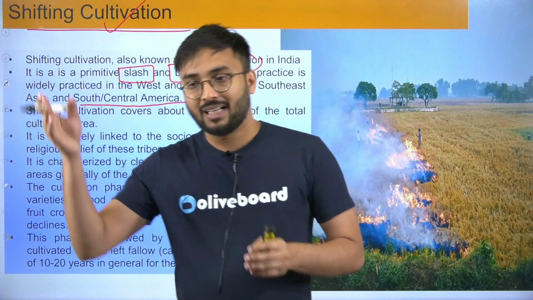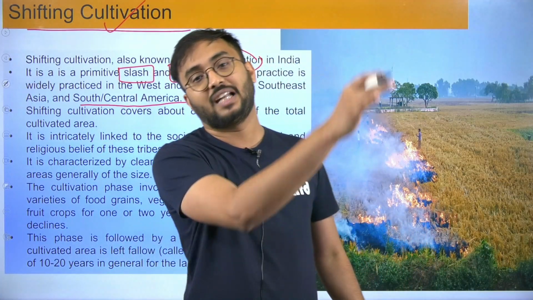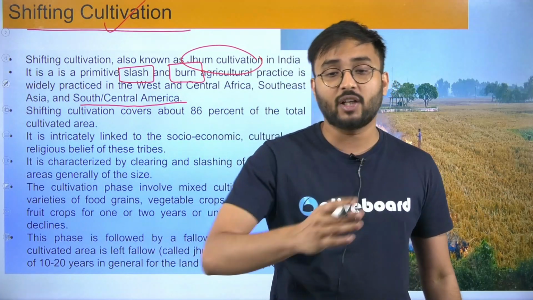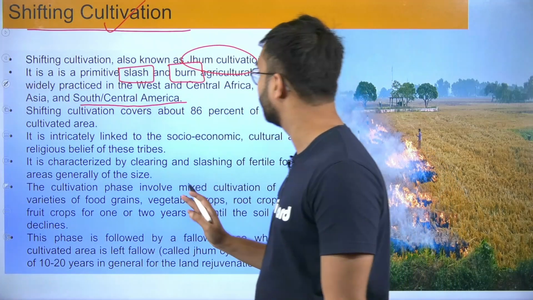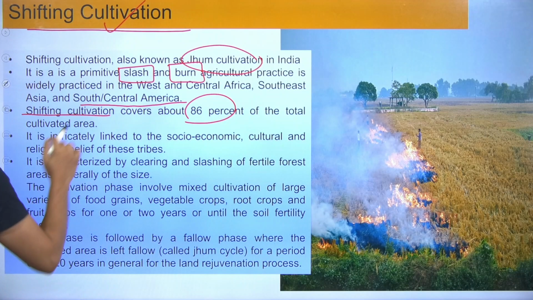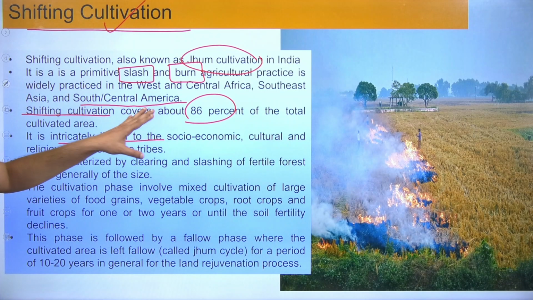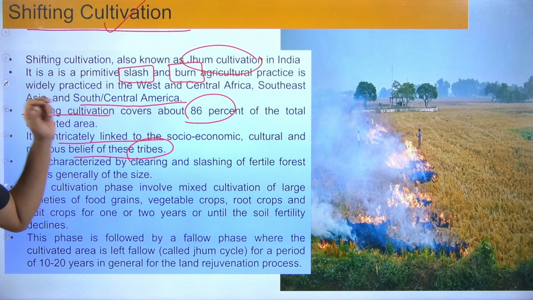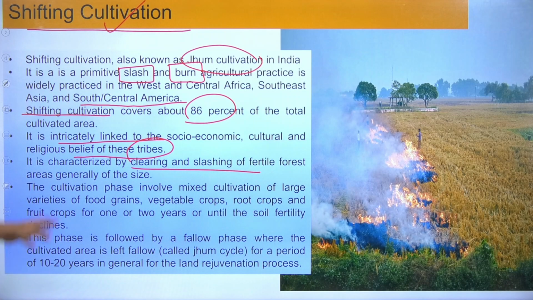So when you move from one patch to another, and from that patch to the next patch, this movement of land patches from one to other, where you are slashing and burning your agricultural field, such practice is called shifting cultivation. Almost 86% of total cultivated area you could see is under shifting cultivation. It is intricately associated with socio-economic, cultural, religious belief of the tribal farming communities in the mountainous area. It is characterized by clearing and slashing of fertile forest areas generally for agricultural activity.